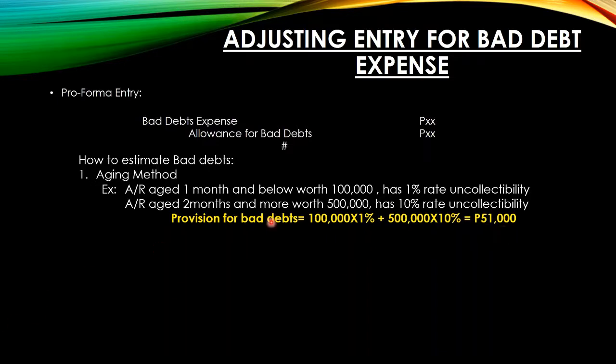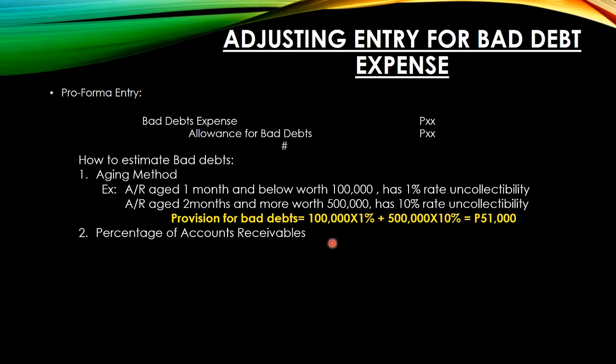Okay? Now, this is already the amount that we will record here. So bad debt expense 51,000, allowance for bad debt 51,000. Okay? That's it. That's how you record the provision for bad debt expense. Okay? Another method is the percentage of accounts receivable. So this is much easier.